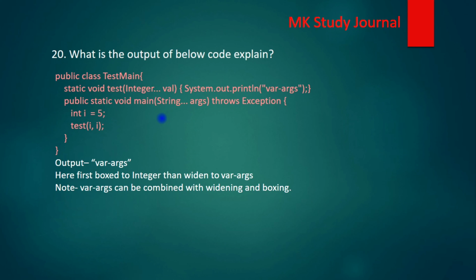In this question, similar to the previous one, here we have put the variable arguments only. So the sequence will be the same: first it will search for the exact match, then widen, then box, and then variable arguments. So here the variable argument method gets executed, and it will print var args. So this is the output of this program. Let's move to the next question.